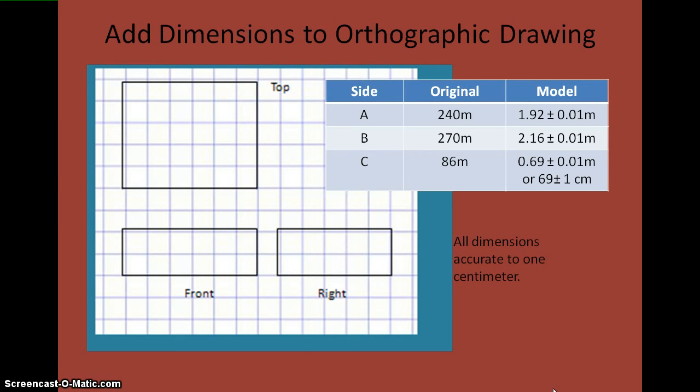Now we can add our dimensions to our orthographic drawing. A would be 1.92 meters, which is shown on both the right and the top figures. On the front we can show 2.16 meters for B and 0.69 meters for the height. Then all we need to do is add the disclaimer that all dimensions are accurate to 1 centimeter. Then we can hand this diagram off to Jim and he can create his model as he would like.